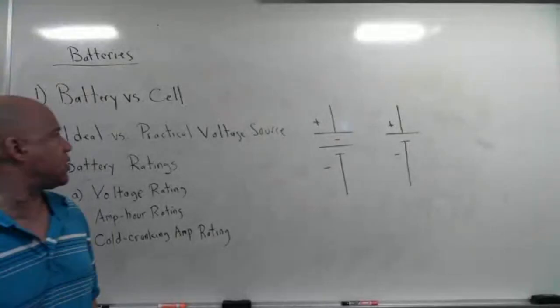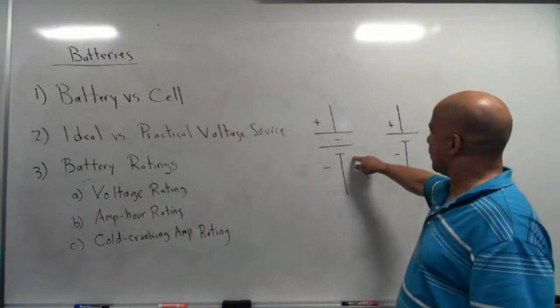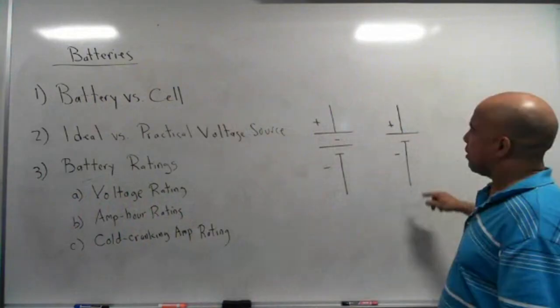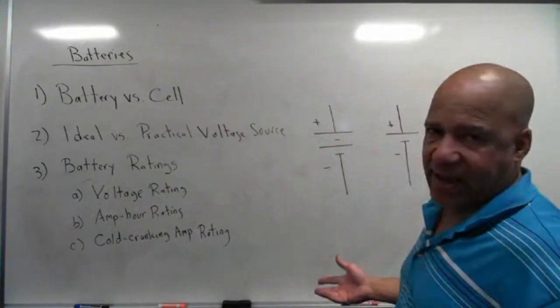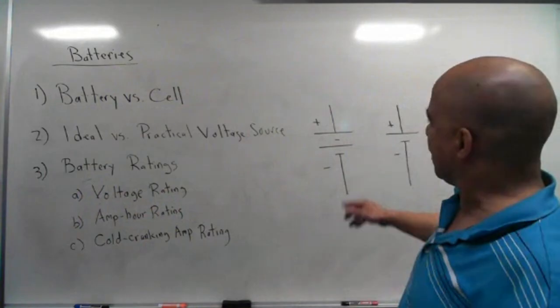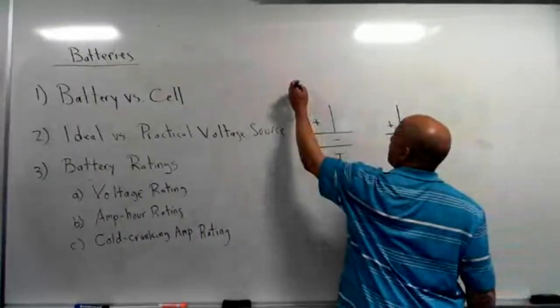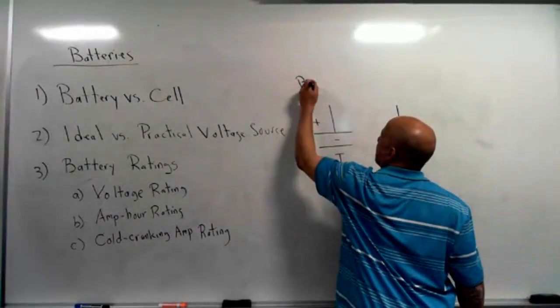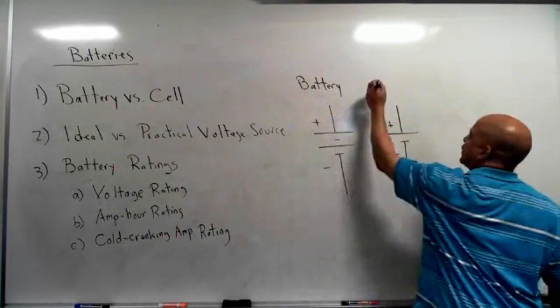Okay, so what I've shown you was a symbol for a voltage source here and one here. And I told you that you can use them interchangeably, and you can, among friends, they're equal. But strictly speaking, the one on the left is a battery. And the one on the right is a cell.